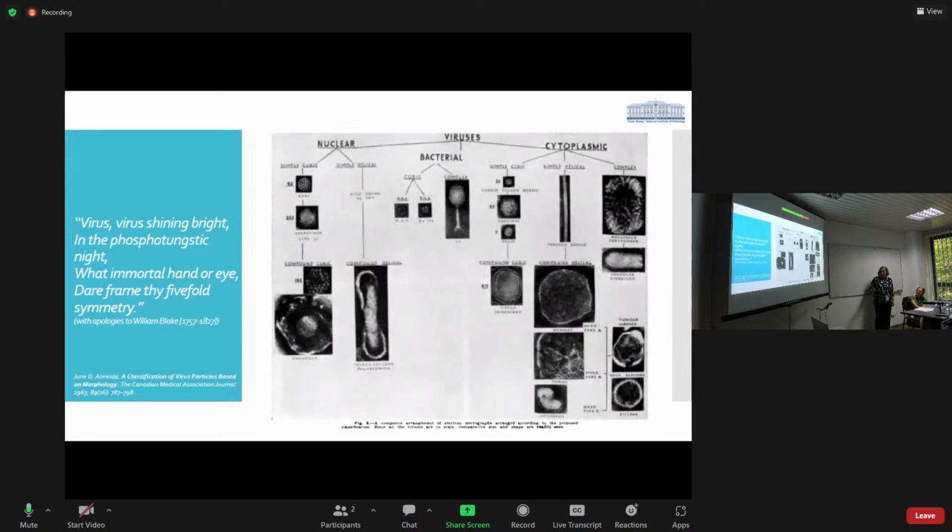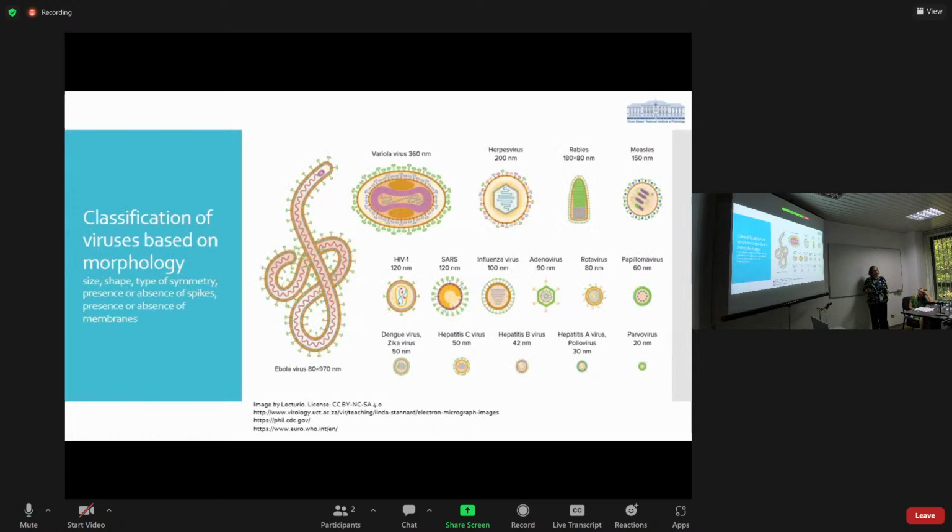But also she tried to classify the viruses according to their location in the cell, in the nucleus or in the cytoplasm, according to their size or their morphology. And this classification is still in use today. We even have nice cartoons emphasizing the structure, the different morphology of different types of viruses.